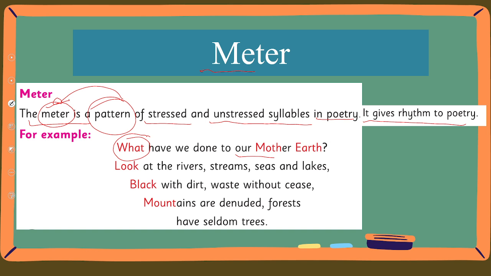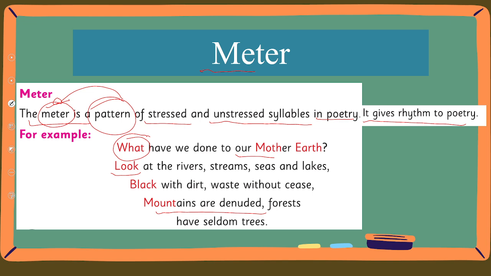The earth. Look at the rivers, streams, seas, and lakes. Black with dirt, waste without seas. Mountains are denuded, forests have seldom trees. So the highlighted words should be stressed upon. You have to say it loudly.